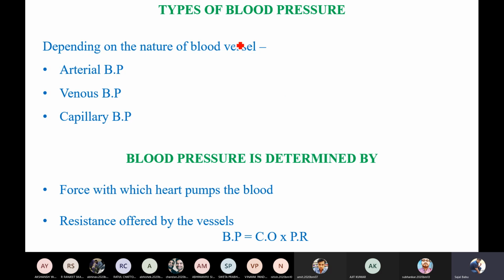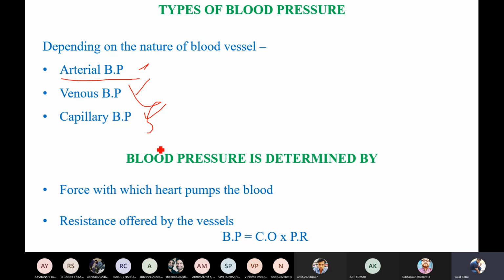First of all, blood pressure may be of three different types: arterial blood pressure, venous blood pressure, or capillary blood pressure. That means it depends on which blood vessel you measure the blood pressure in. Normally the sphygmomanometer is used to measure arterial blood pressure. Venous and capillary are special conditions and are very rarely measured. Most of the time, doctors measure arterial blood pressure.